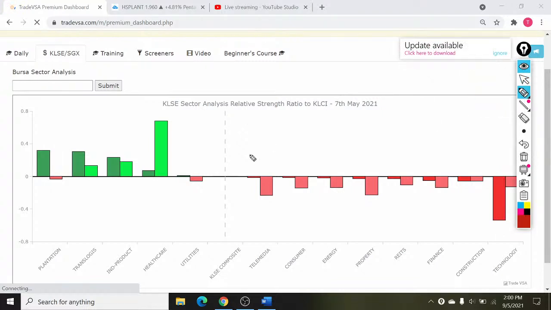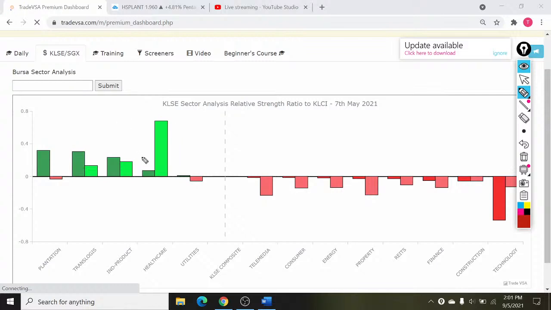Just a very quick explanation on how to read these charts. We compare the movement of each sector compared to KLCI, so KLCI is always 0. If a sector moves higher compared to KLCI, it turns green; if lower, it turns red. The darker color bar represents the current week, and the lighter color represents the previous week.